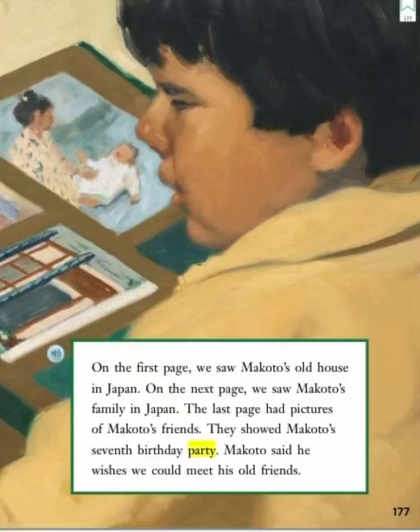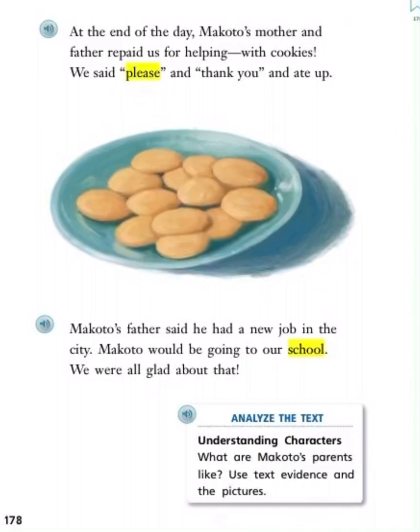On the first page, we saw Makoto's old house in Japan. On the next page, we saw Makoto's family in Japan. The last page had pictures of Makoto's friends. They showed Makoto's 7th birthday party. Makoto said he wishes we could meet his old friends. At the end of the day, Makoto's mother and father repaid us for helping with cookies. We said please and thank you and ate up.